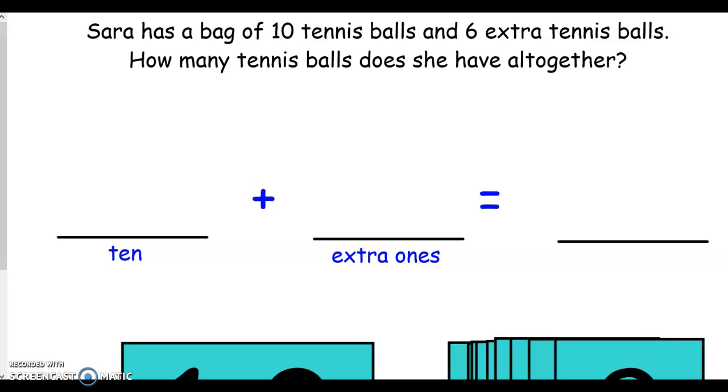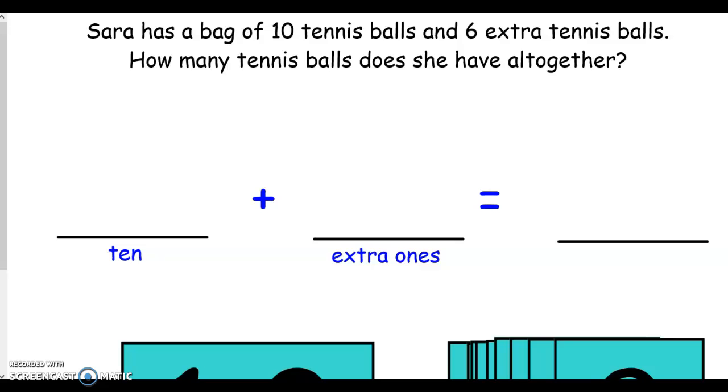All right, so now we're going to use what we know about the secret code cards and what we know about 10s and extra 1s in our teen numbers in order to solve a story problem involving teen numbers. So this is going to be the first time we use a teen number in a story problem. So let's read it. If you can read it, you can read it with me. Otherwise, just listen very carefully. Sarah has a bag of 10 tennis balls and 6 extra tennis balls. How many tennis balls does she have all together?